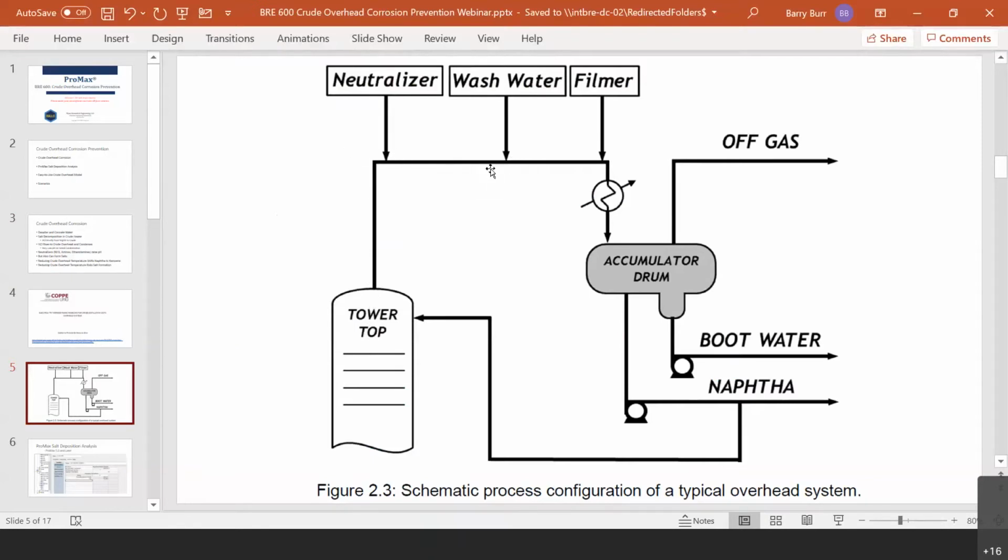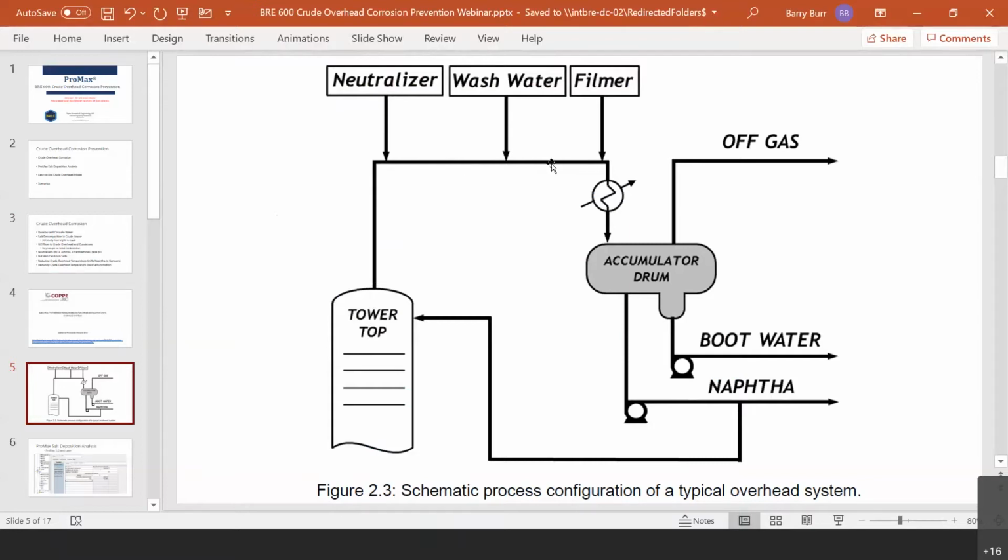And then some wash water gets added and some neutralizer gets added. So it's after this point, after the wash water and neutralizer are added, that we really want to simulate that stream and calculate what the salt formation temperature would be.